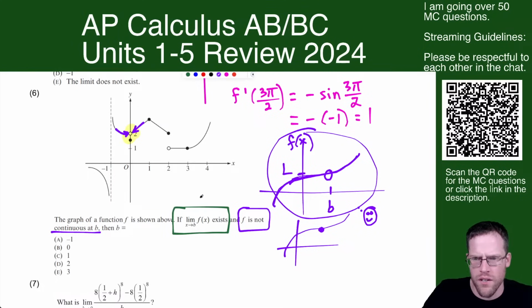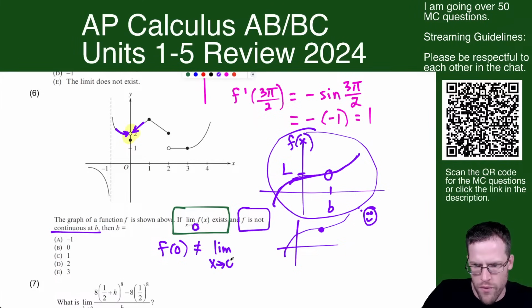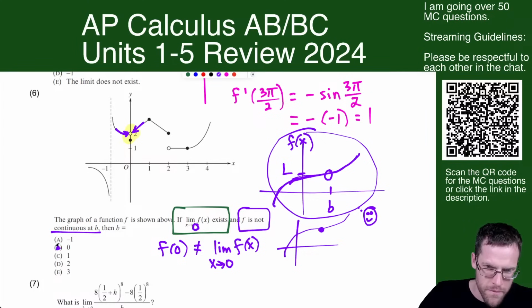So I would say here, the limit as x approaches 0 of f of x exists, but f of 0 does not equal the limit as x approaches 0 of f of x. So the limit does exist, but this is not true. So it would have to be 6, which would be B. All right, let's go through the other answer choices.